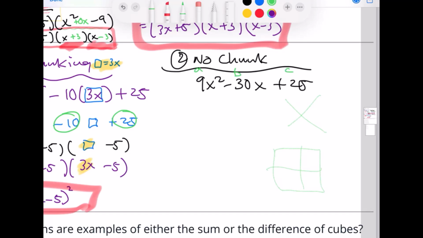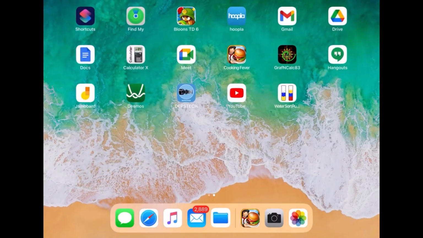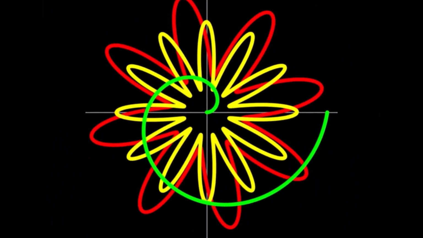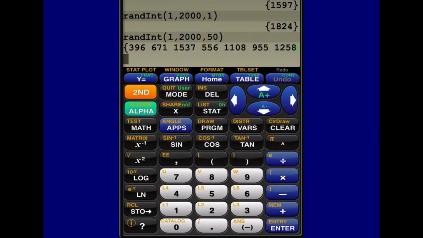A times C is 225. My B value is negative 30. My factors of 225 are 225 times 1. I know that it is also 25 times 9 because we just did that. My trick was putting it into the calculator. Actually, I can do it on here. I'll show you guys with my free calculator, graphing calc.